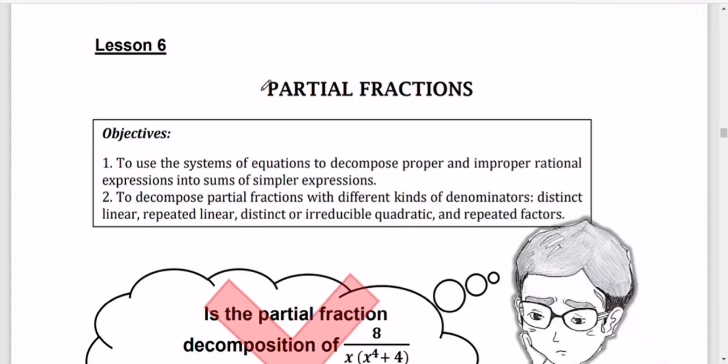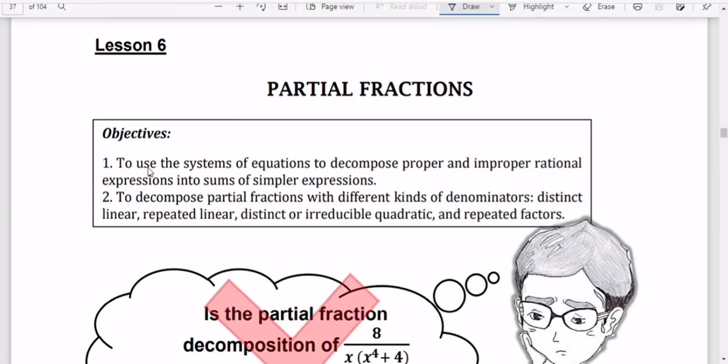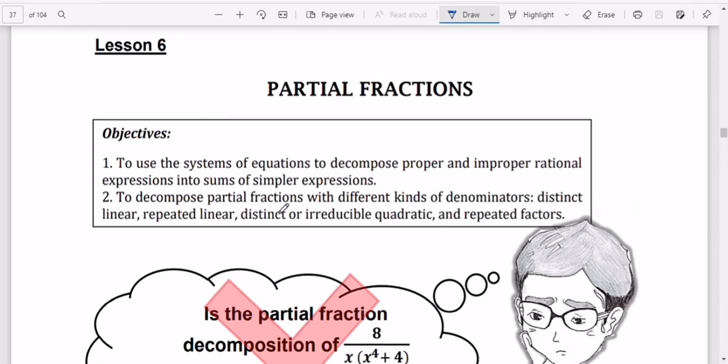The next lesson that we will be talking about is partial fractions. Our main objectives are the following. First, we are going to use systems of equations to decompose proper and improper rational expressions into sums of simpler expressions. The second is to decompose partial fractions with different kinds of denominators, like distinct linear, repeated linear, distinct or irreducible quadratic, and repeated factors.